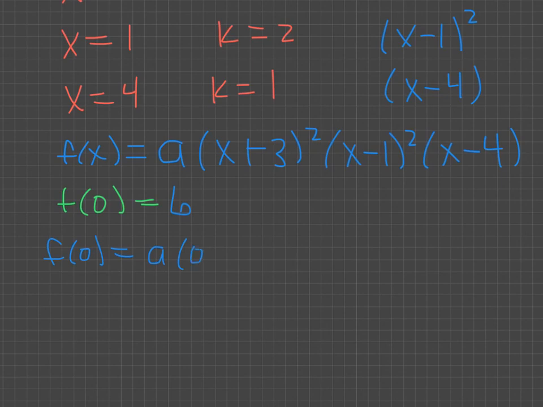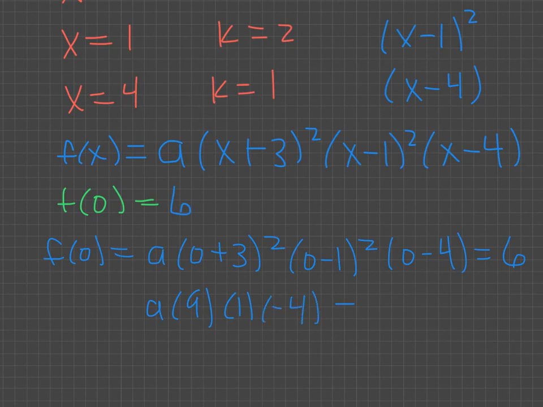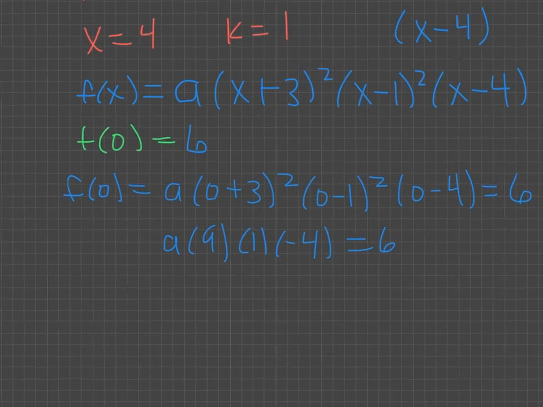Okay, so we can take f of 0, plug 0 into the function where we have an x, so the a stays out in front, and then we have 0 plus 3 squared, 0 minus 1 squared, 0 minus 4, and that is equal to 6. So we have a times 3 squared, which is 9, times negative 1 squared, which is 1, times negative 4. And that's equal to 6.